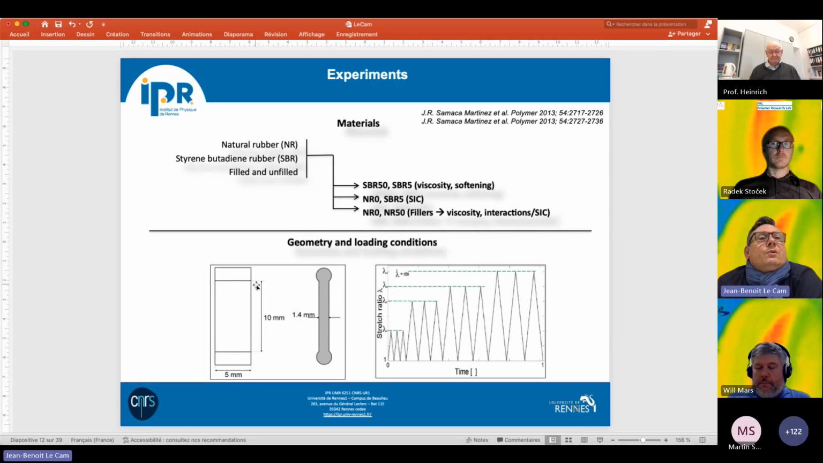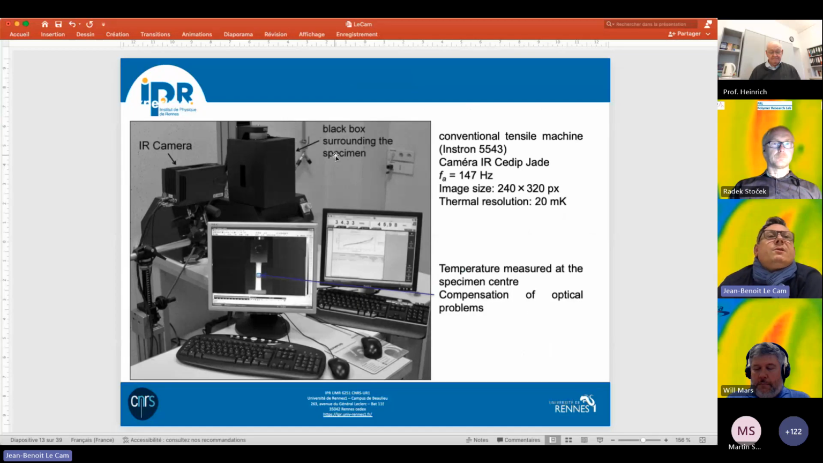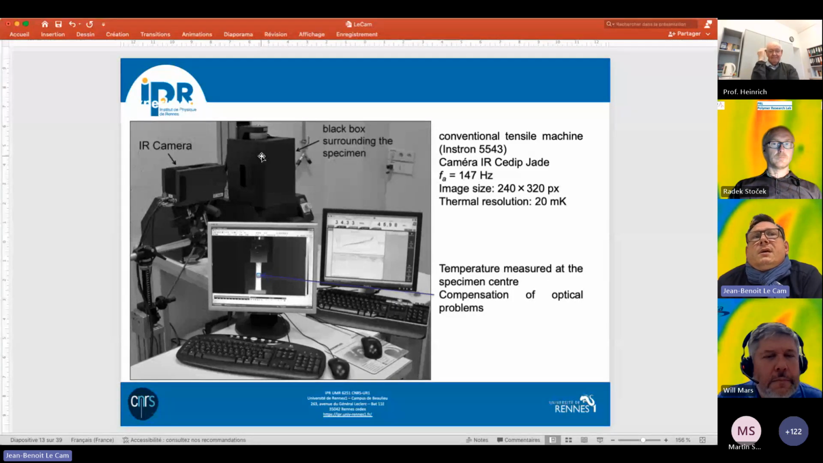And so we use this type of specimen geometry here, and the loading condition is a very classical one: 3 cycles at a given maximum stretch, and we have 4 increasing maximum stretches applied. First, some words on the experimental setup. This is a typical one. You have the infrared camera here, and a black box surrounding the specimen in order to keep the external radiations constant. So you have an illustration of what is observed by the infrared camera here.